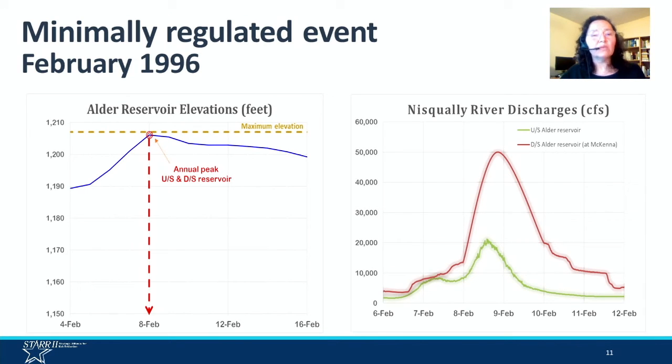A very different picture emerges from the February 96 data. When you look at the reservoir water surface elevations, we can see that the reservoir was full at the time of the peak in February 96. So no significant attenuation between flows upstream and downstream of the reservoir would be expected. And when you compare the hydrographs, that's exactly what they show. Again, green is near National, upstream of the reservoir, and red is downstream at McKenna, where the 50,000 CFS peak was observed. At this point, we started to call the February 96 flood a minimally regulated event.